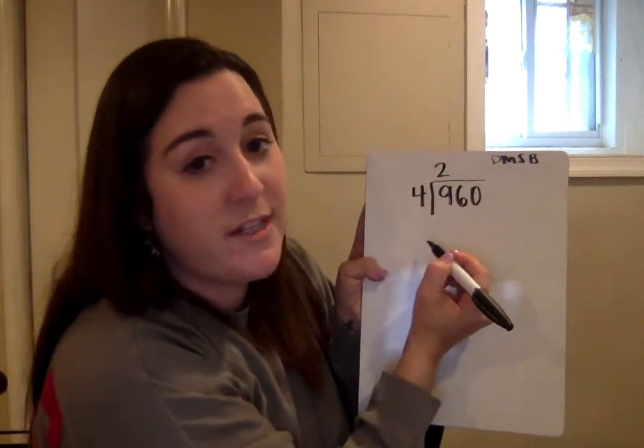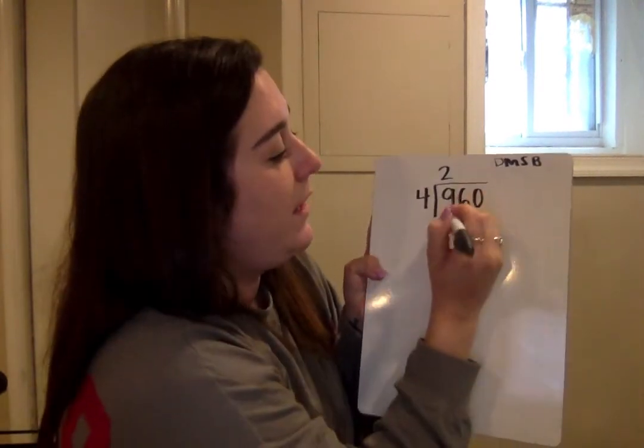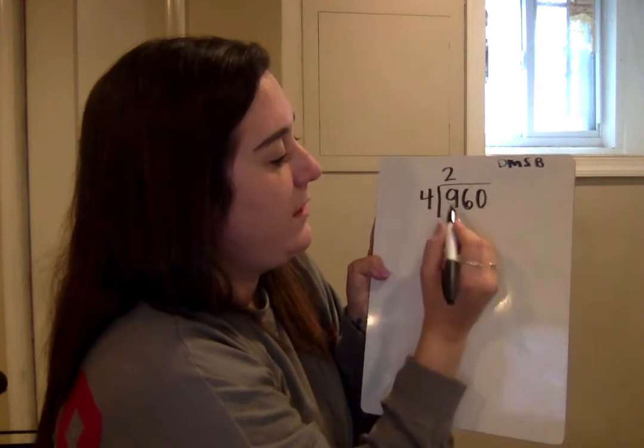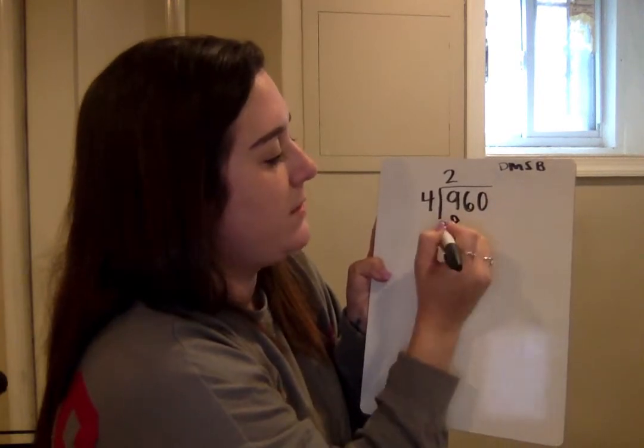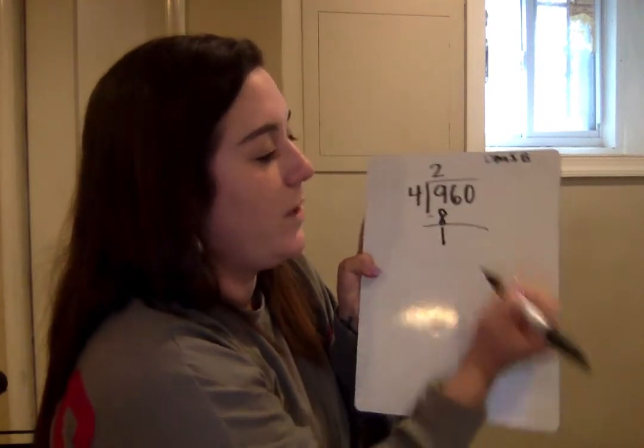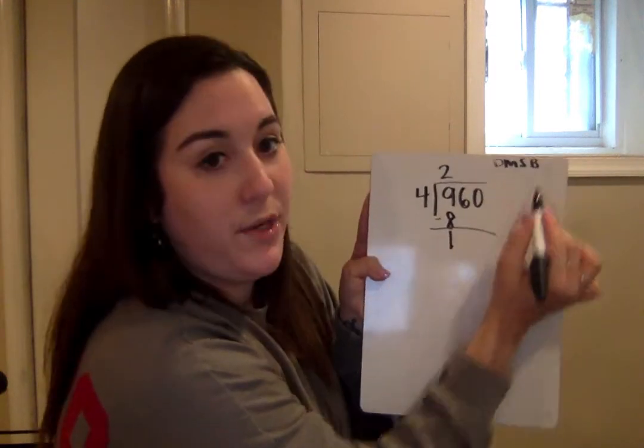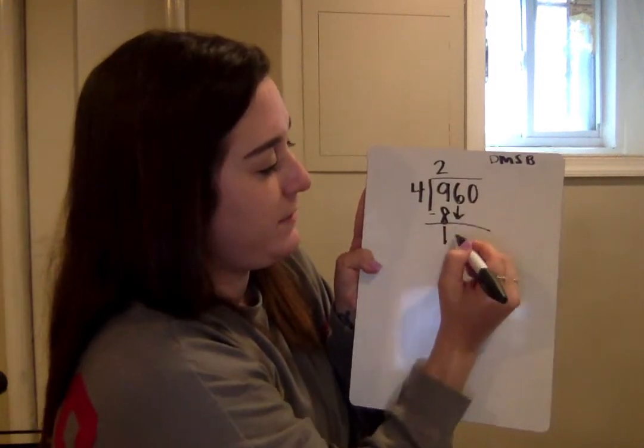And remember, you should already have this done. This should be you checking your work, okay? 4 times 2 is 8. Then after I multiply, I subtract. When I subtract, I get 9 minus 8 is 1. All right, after I subtract, I bring down. So I'm going to bring down my 6.